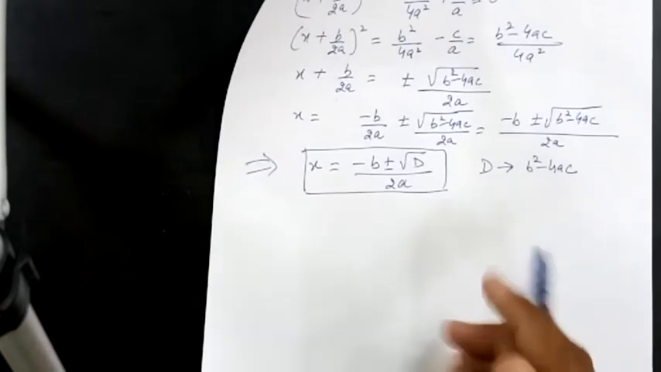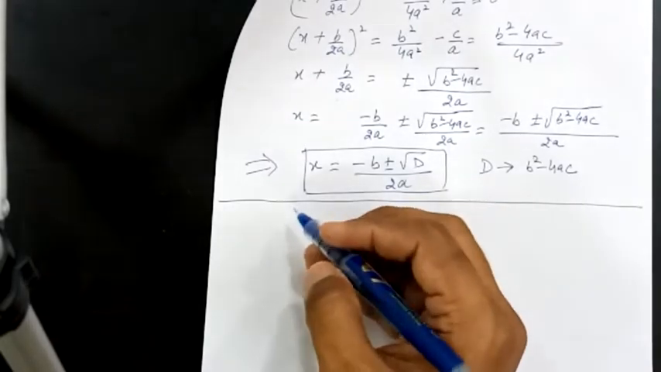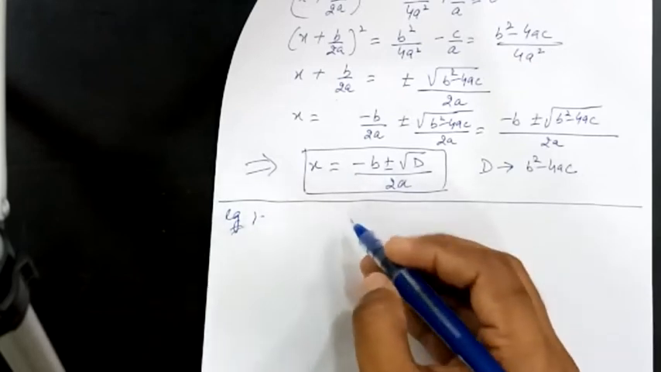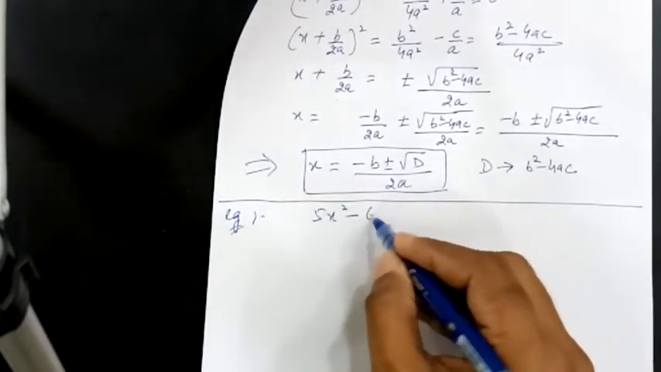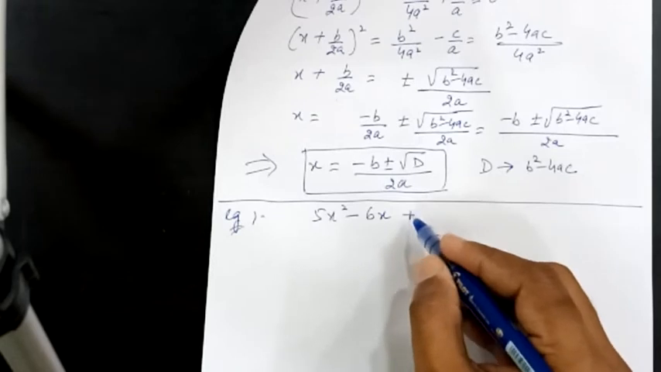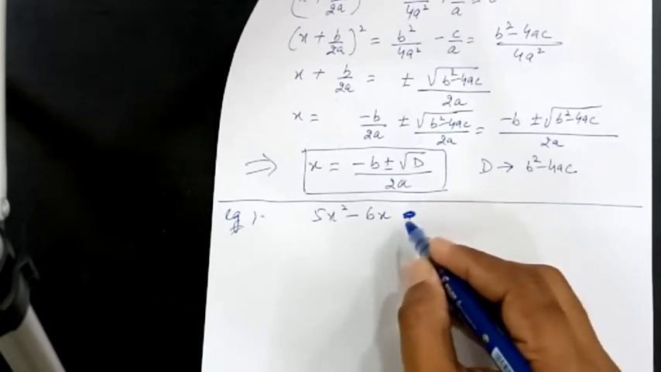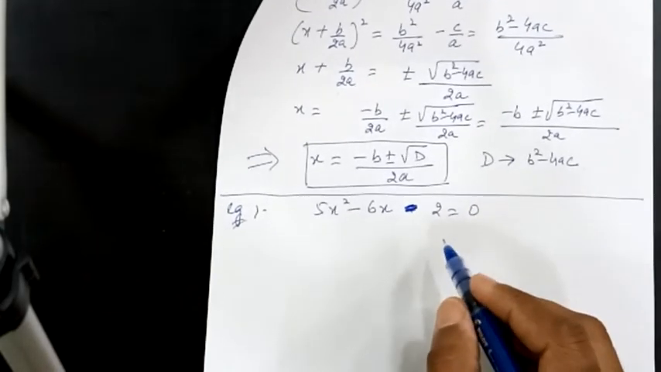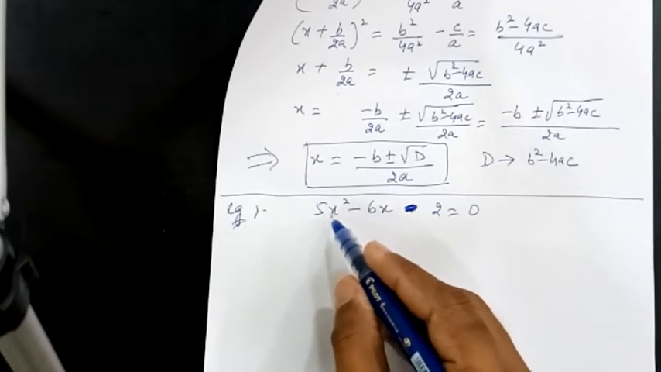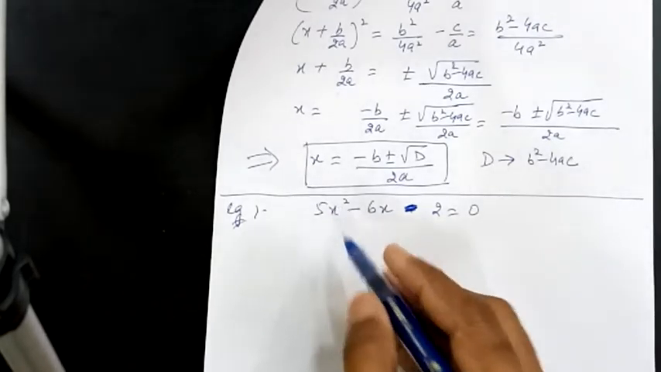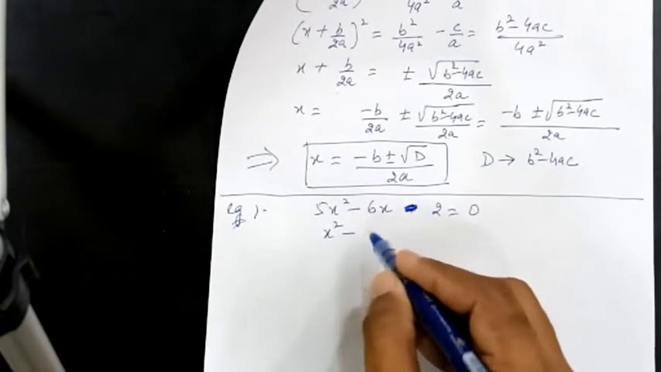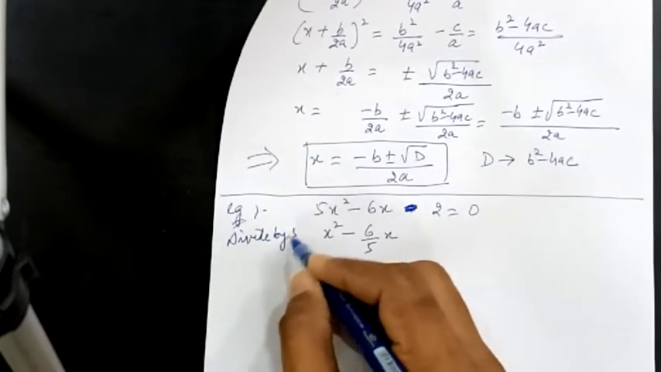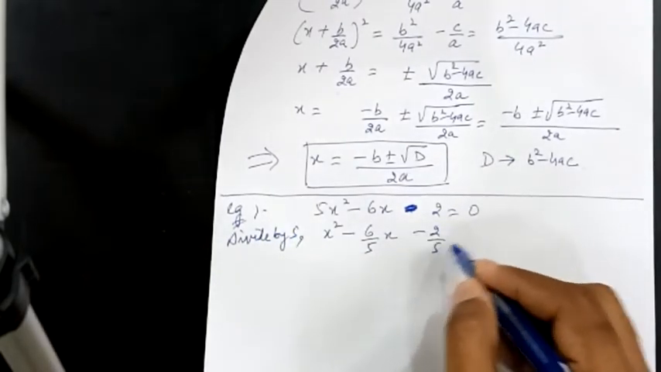Got it? Now I take a very simple example here. Let us take a very simple example, and you want to solve this equation by using the method of completing squares. This is the equation: 5x square minus 6x minus 2 equal to 0. So in the very first step, you just divide the whole equation by the coefficient of x square, that is, divide by 5. You get the values like this.